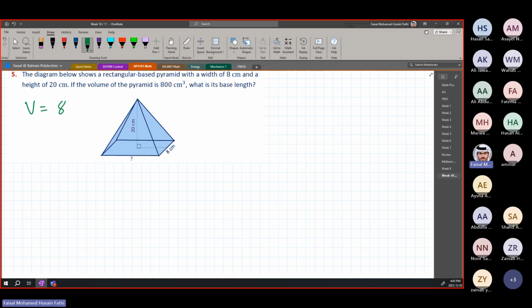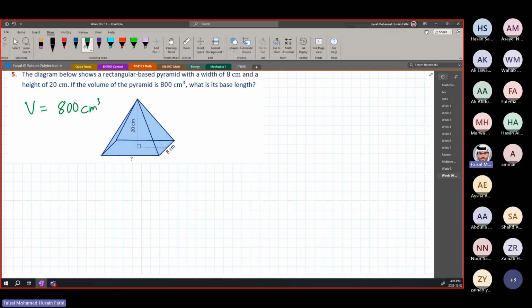If the volume of the pyramid is 800 centimeters cubed, now that's something we need to write down. Volume is equal to 800 centimeters cubed. What is the base length? Very, very easy, straightforward. Exactly the same concept we did earlier. The only difference is the base is now a rectangular base.